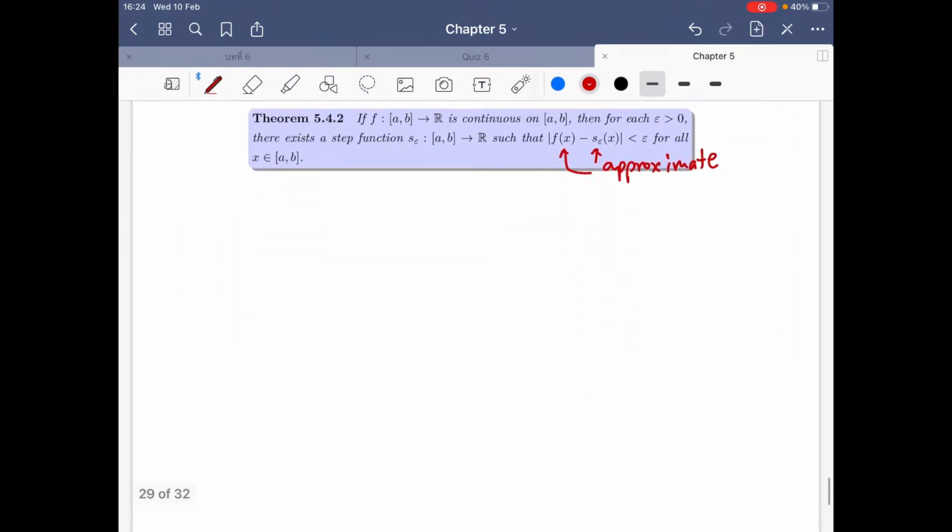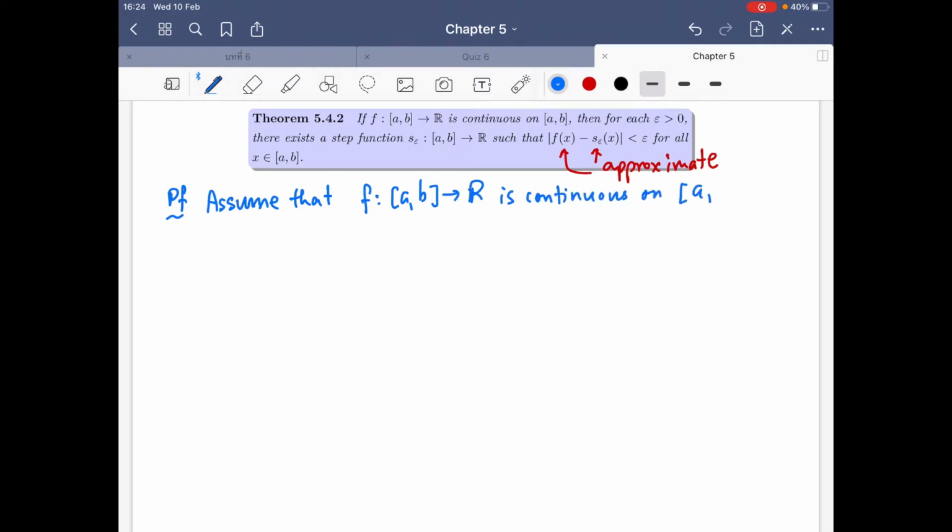Okay, so let us give a bit of a proof of this result. Assume that your f from [a, b] to the real numbers R is continuous on its domain, which is [a, b]. Then by the previous video clip, the previous section, we know immediately that f is actually uniformly continuous. What does this mean?